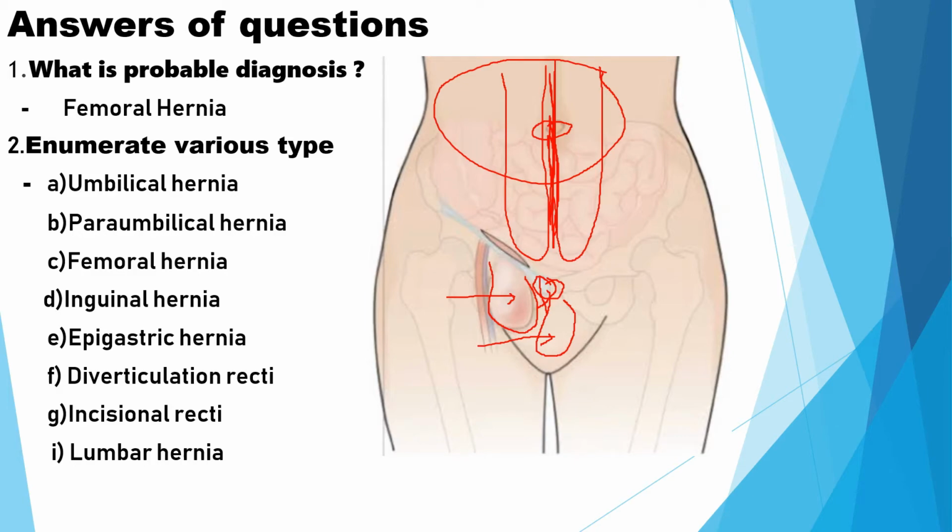Next is incisional hernia. Sometimes the recti muscles are incised for any abdominal surgery. In this case, again, herniation can occur through the incisional site. Then lumbar hernia. It is related to the lumbar triangle, which is present on the posterior side, that is the back. Then you have to just enumerate these names. No need to describe each and every hernia in detail.